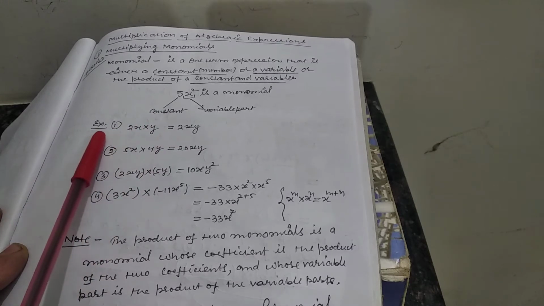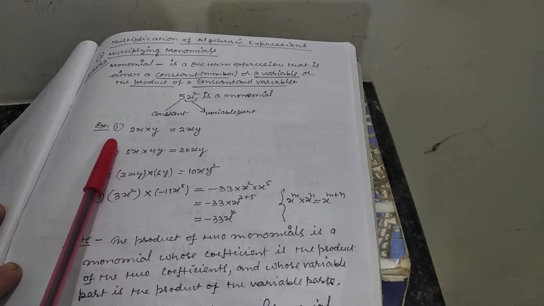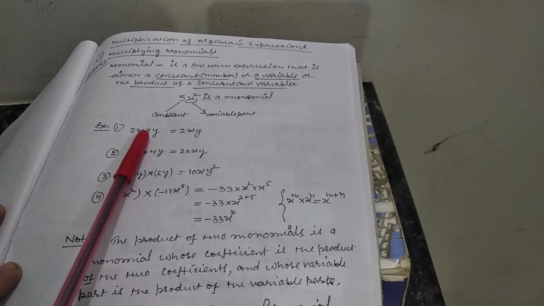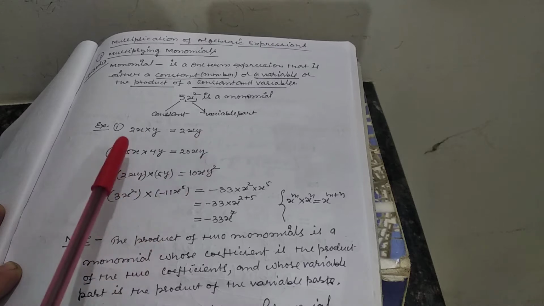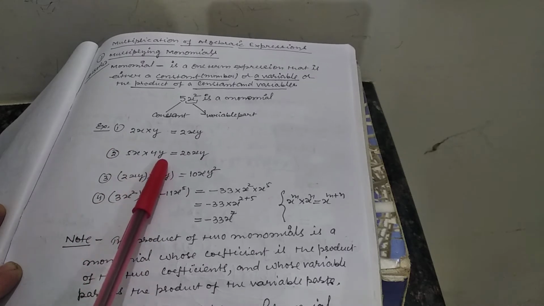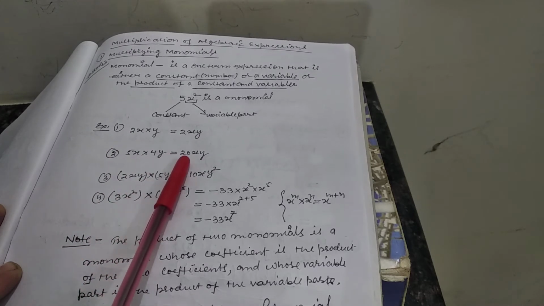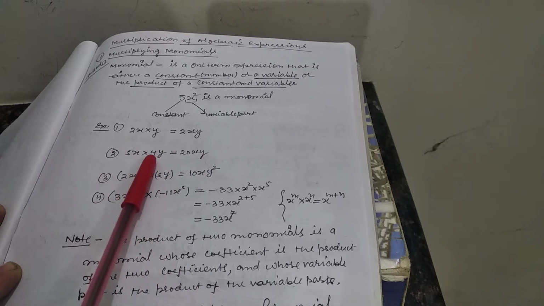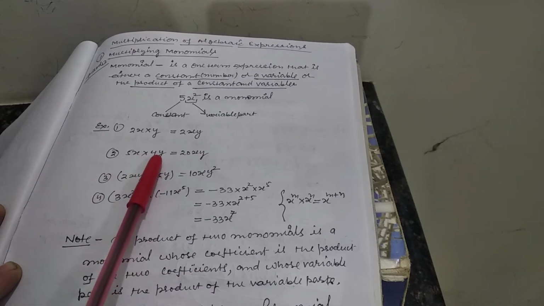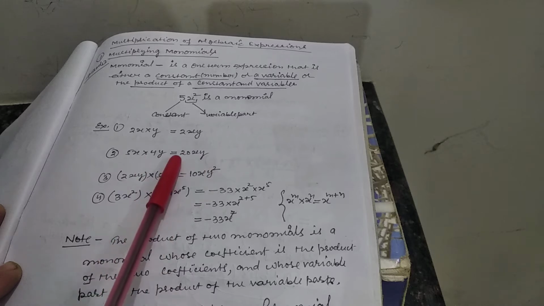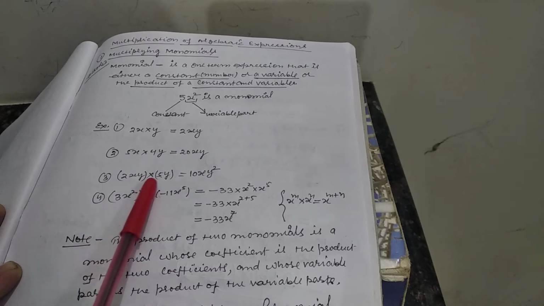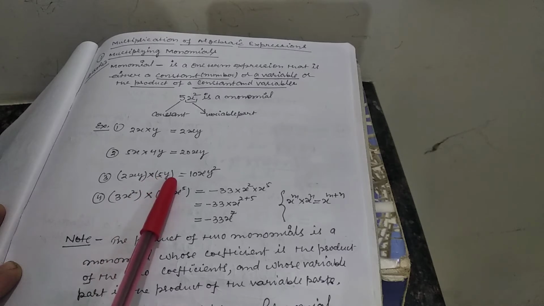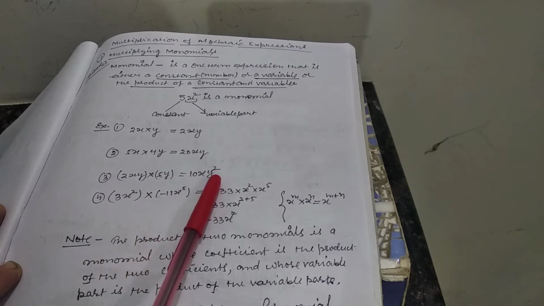And now if we take the example number 1, if 2x is multiplied by y, this will give 2xy. 5x is multiplied by 4y, this will give 20xy. 5 multiplied by 4, 20, and x multiplied by y, xy. So this will be 20xy. Similarly, 2xy when multiplied by 5y, this will give 10xy square.